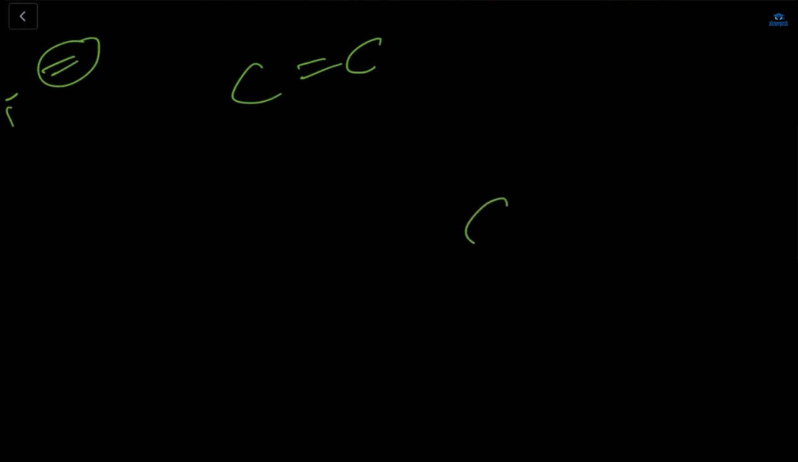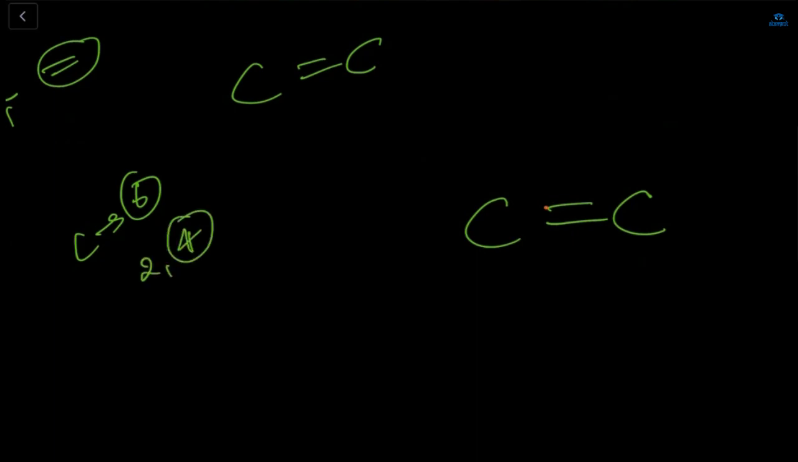No. See, if carbon double bond is carbon, how many bonds should be there? Atomic number is 6, so it will be 2 and 4. So 4 should be there. If 2 bonds are already there for this carbon and this carbon also, so how much extra? 2 more, right? So 1 for this, 1 for this, 1 for this, 1 for this.